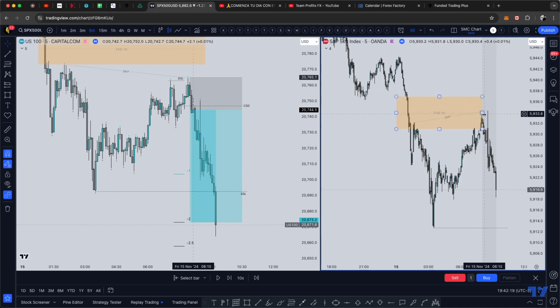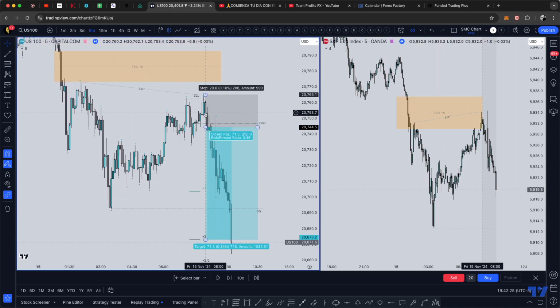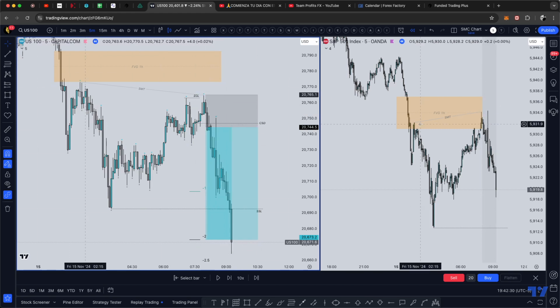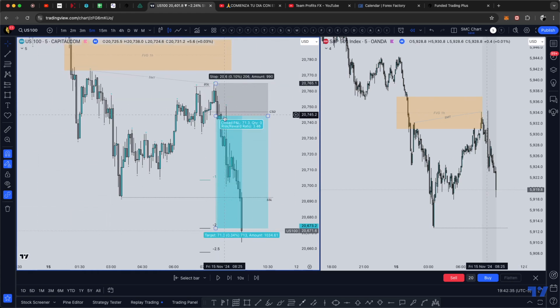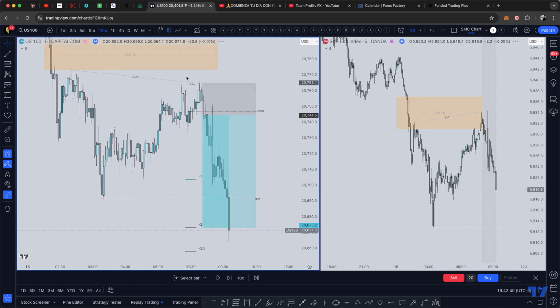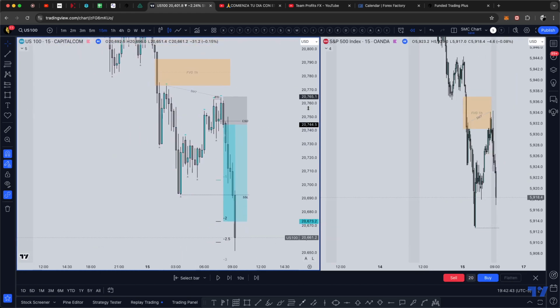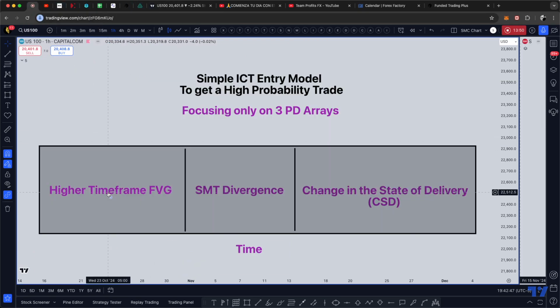It did end up actually going higher into the fair value gap. Nasdaq did not. So you don't need to wait for Nasdaq to reach this one. It's not necessary. It's not going to reach it. If you have SMT right there, that divergence in there is telling you that smart money is very interested in sales right now. So you see that this way you can actually trade using this 3PD arrays, paying attention to a higher time frame fair value gap and SMT divergence combining with a change in the state of delivery. Is that simple? Let me see if I can get you another example right quick.